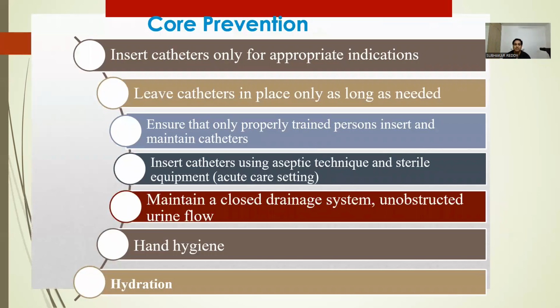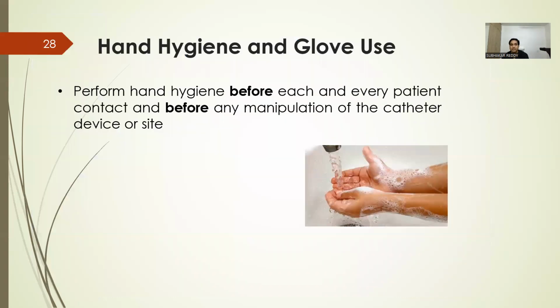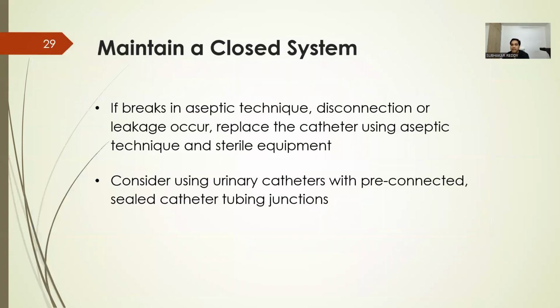So core preventive strategies would be: insert catheters only when indicated and remove them as soon as possible. Ensure that only trained people insert the catheter and aseptic techniques are followed, and daily proper training of our healthcare staff is done for proper maintenance and monitoring of the indwelling urinary catheter. Maintain a closed drainage system; unobstructed urinary flow should be there. The first part would be hand hygiene.